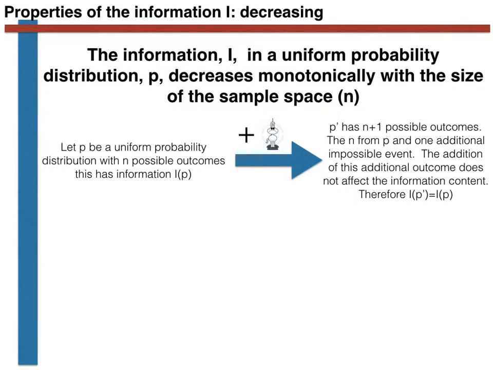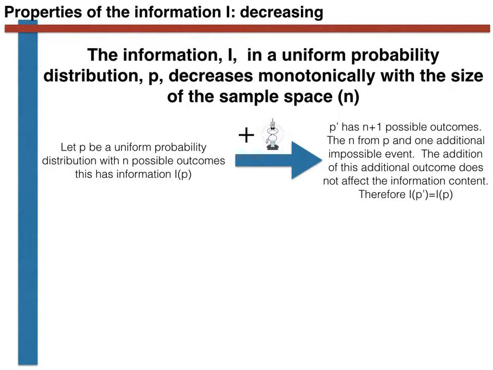We know that this additional impossible event has no effect on the value of the information, from our third axiom, and we therefore know that the value of the information functional for the distribution P prime is the same as that for our original probability distribution P.